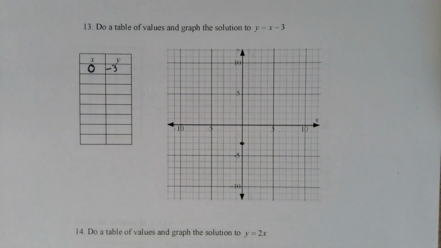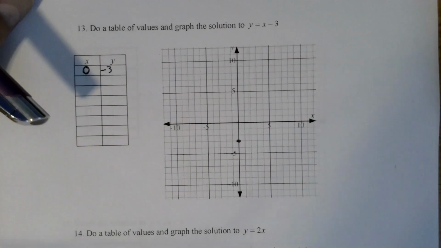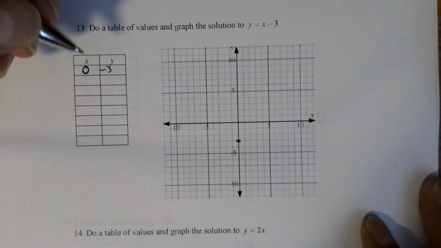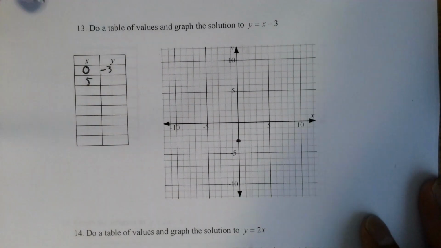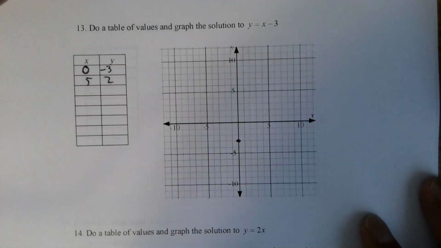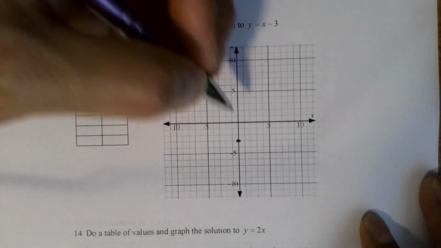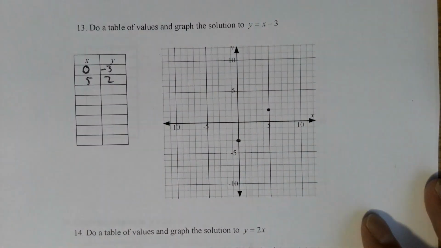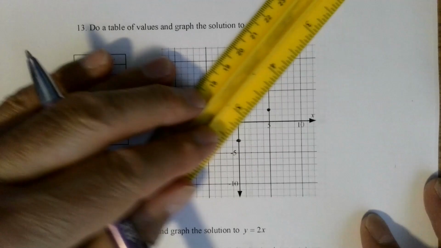Okay, let's find another xy combination that makes this true. Just for the heck of it, I'm going to go x equals 5. 5 minus 3 is 2. So if x equals 5 and y equals 2, that'll be true. So x equals 5, y equals 2. Okay, and now there's only one way a straight line can go through there.